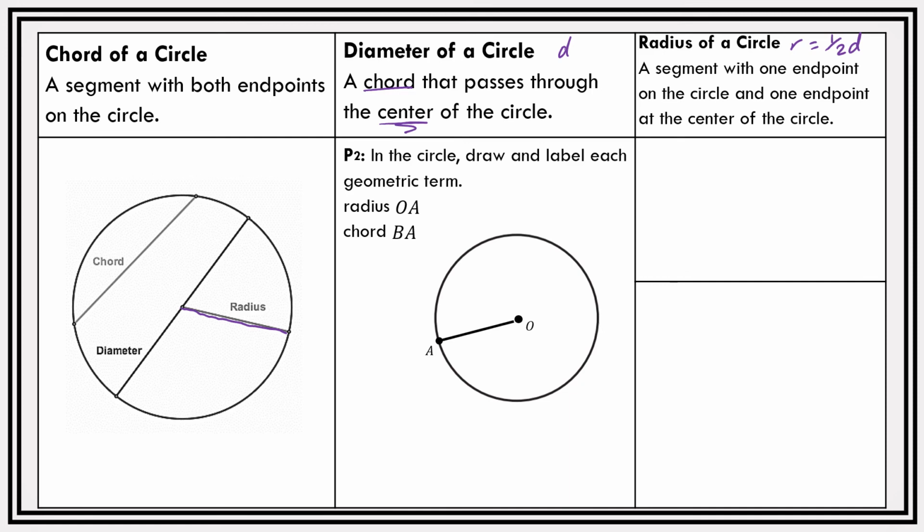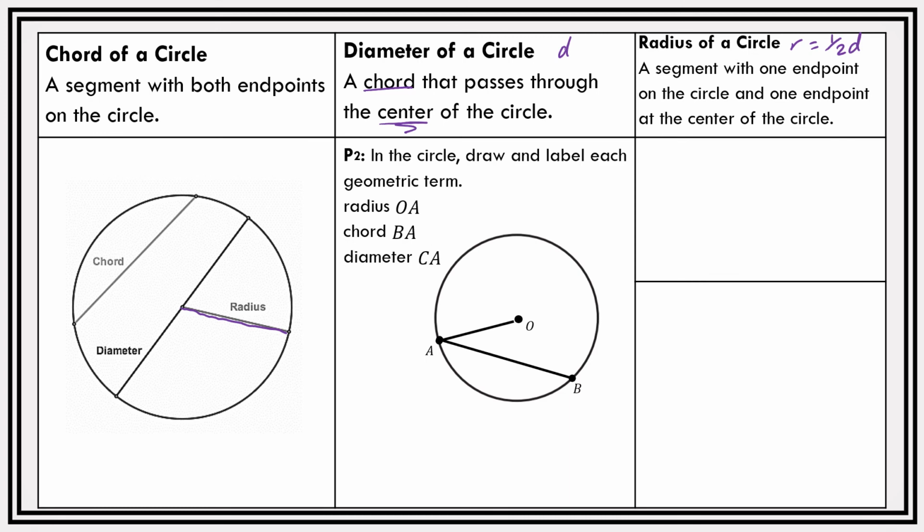The chord BA. All right, so I already have A written down. I just need B. For a chord, it just has to have two endpoints on the edge of the circle. So I can just draw a point B somewhere on here, right? And I connect the dots. So that's chord BA. Okay, that works.